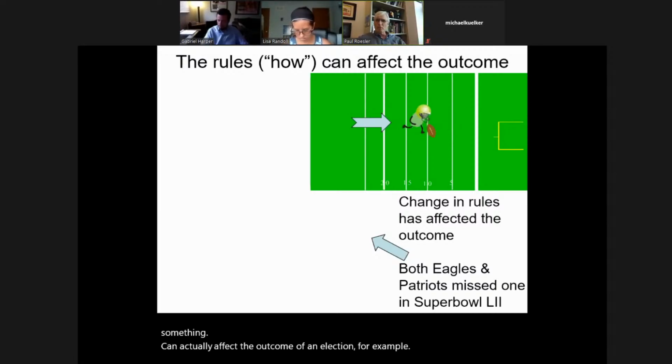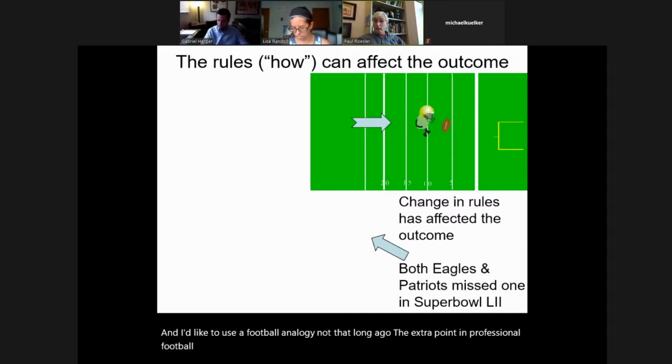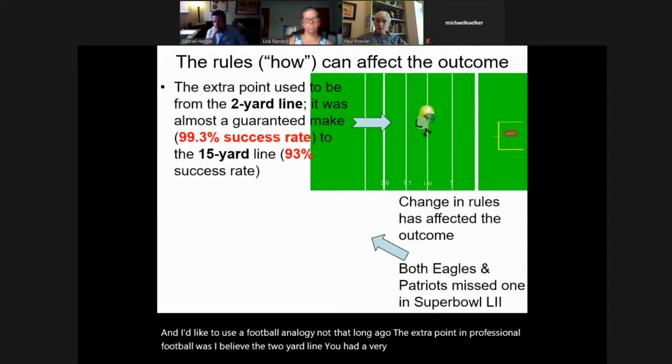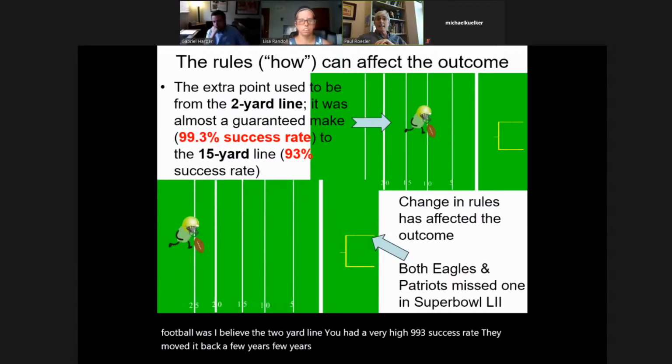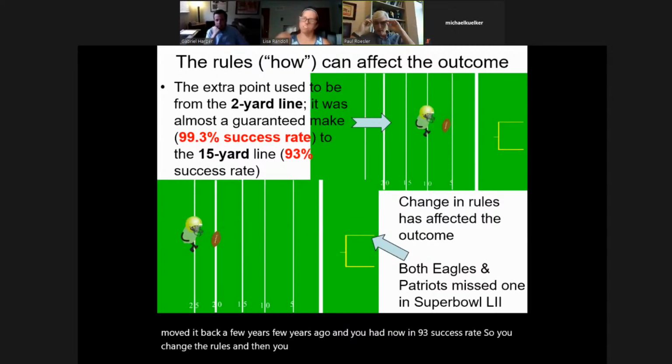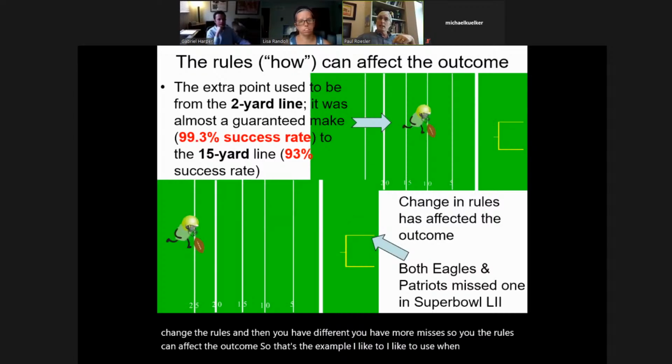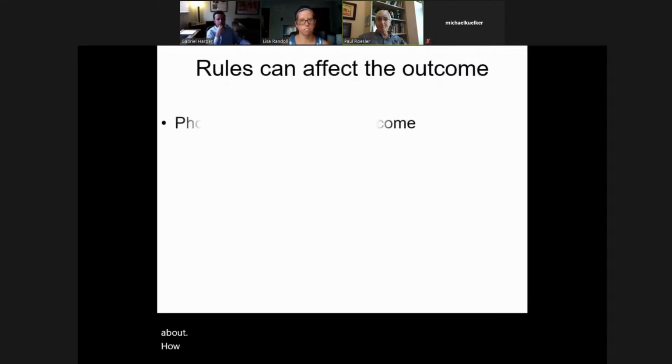And I like to use a football analogy. Not that long ago, the extra point in professional football was I believe at the 2-yard line. You had a very high 99.3% success rate. They moved it back a few years ago, and you now had a 93% success rate. So you change the rules, and then you have more misses. So the rules can affect the outcome. That's the example I like to use when we're talking about how the rules can affect the outcome.